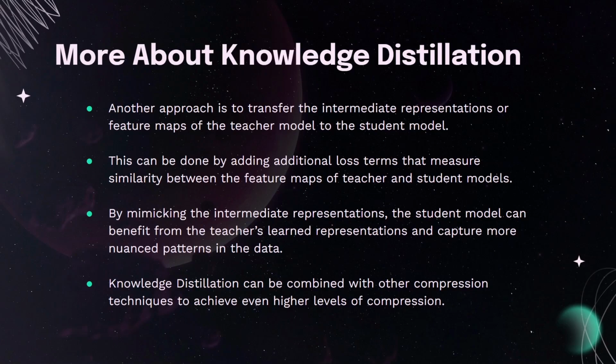Another approach is to transfer the teacher model's intermediate representations or feature maps to the student model, which can be done by adding additional loss terms that measure the similarity between the feature maps of the teacher and student models. By mimicking the intermediate representations, the student model can benefit from the teacher's learned representations and capture more nuanced patterns in the data. Knowledge distillation can be combined with other compression techniques to achieve even higher compression levels.